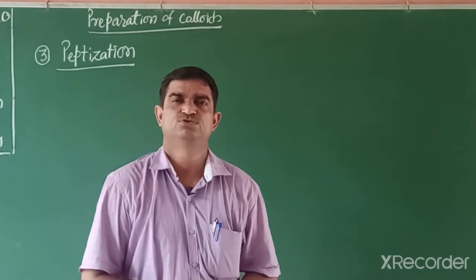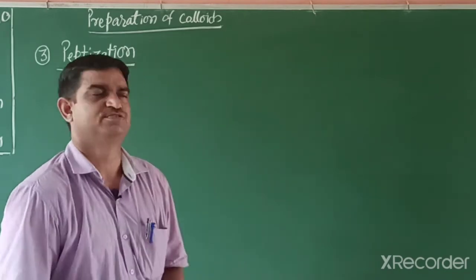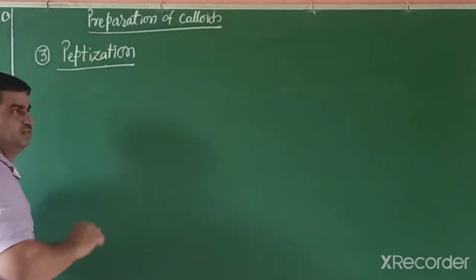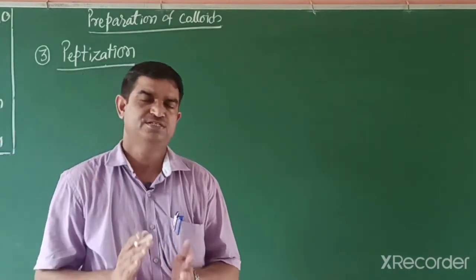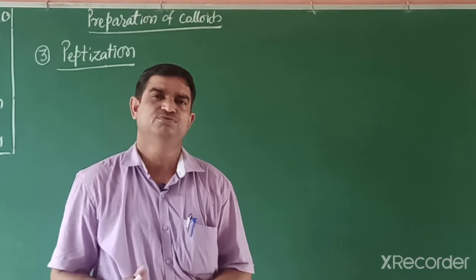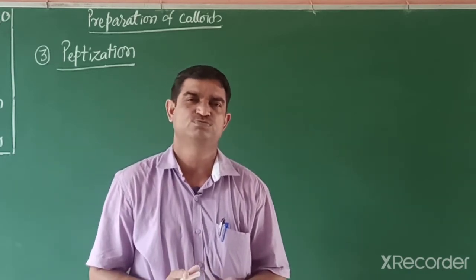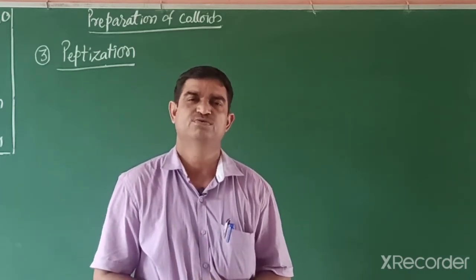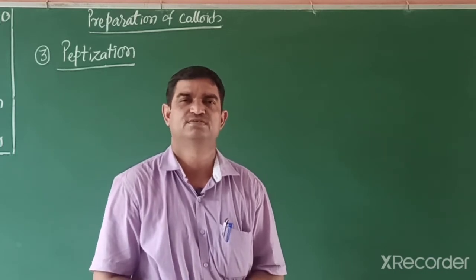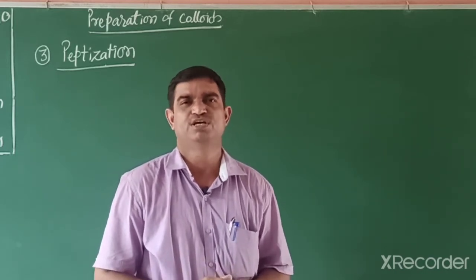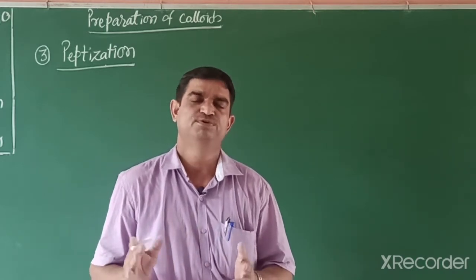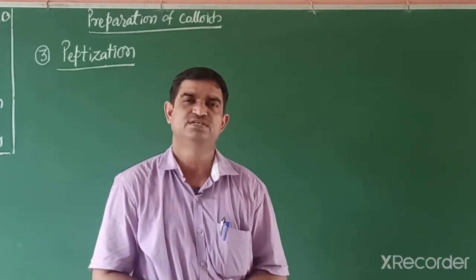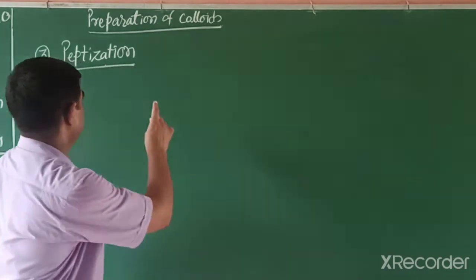Next method of preparation of colloidal sol is peptization. Peptization is a process to convert a freshly prepared precipitate into a colloidal sol by adding a small amount of electrolyte. The electrolyte is known as the peptizing agent. Friends, we explain this phenomenon by an activity. Now we write the reaction.